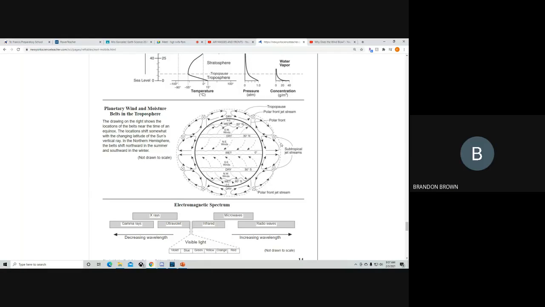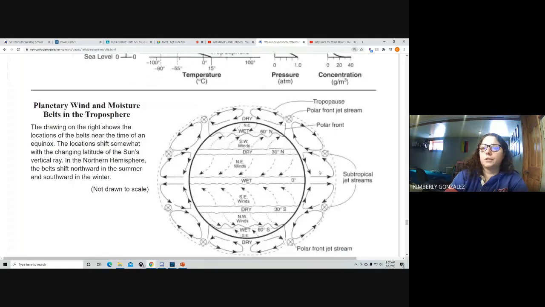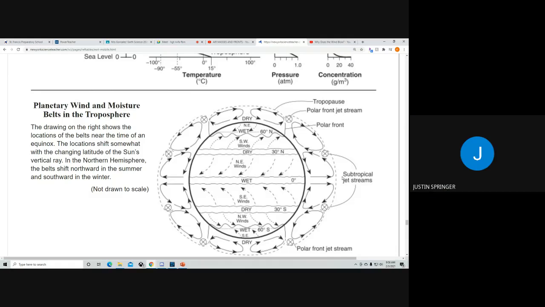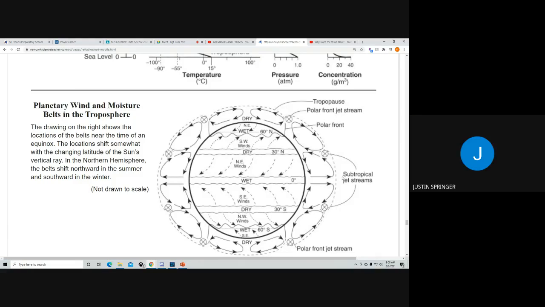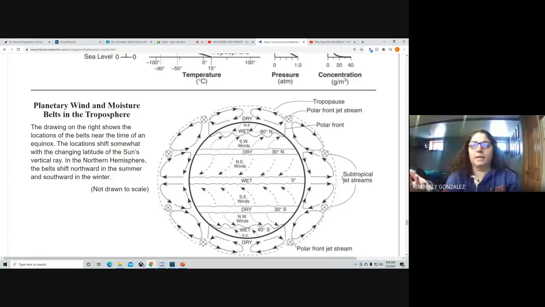Okay, so we were just talking about how winds move from what system to what system? High to low, right? Now, in a high pressure system, what kind of weather do you have? Dry, right? In a low pressure system, we have moist or wet or a lot of precipitation, right?